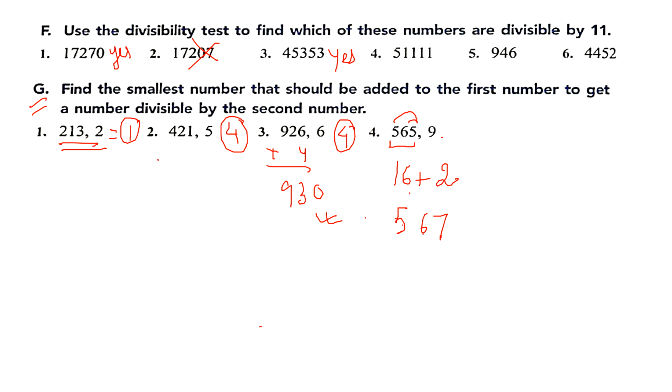Now 6 plus 5 is 11. 11 plus 7 is 18. So it is divisible by 9. So you just have to add 2 more to 565. That's it. So I hope this is clear.